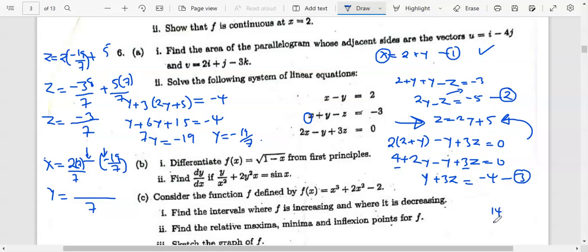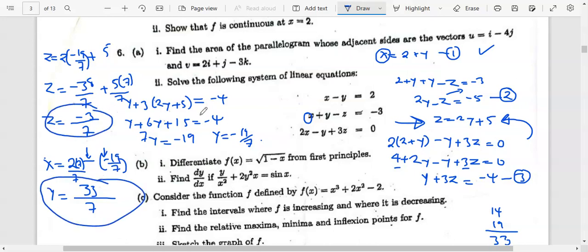So we have 14 plus 19, which is 33. That was supposed to be 13... 3 remainder 1, then another 3 there. So that is going to be 33 over 7. So that is it. X is 33 over 7. Z is negative 3 over 7.